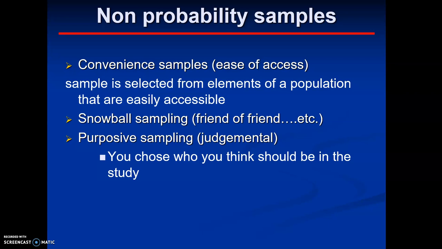Another one that we normally use, which is non-probability, is purposive or judgmental sampling. You choose who you think should be in your study. For example, if you want to study perception on takaful products, probably you can use purposive sampling. That means you choose only those who already have a takaful policy. So sometimes we use convenience sampling, snowball, and purposive, even though there are comments made against them.